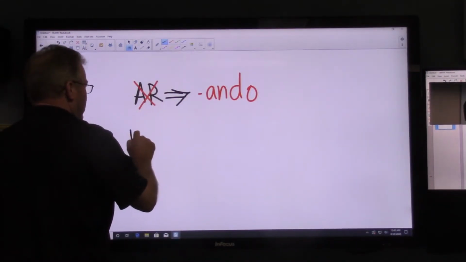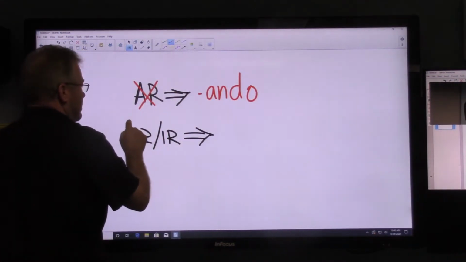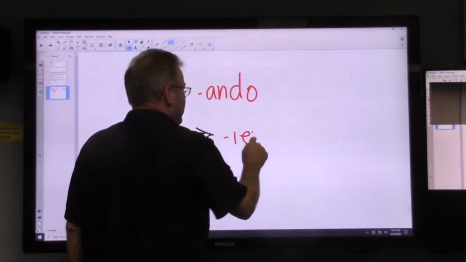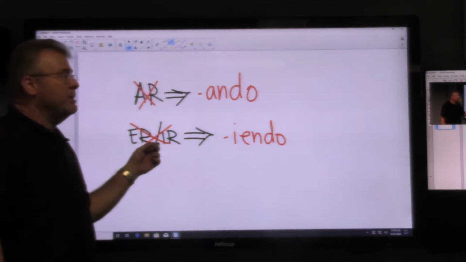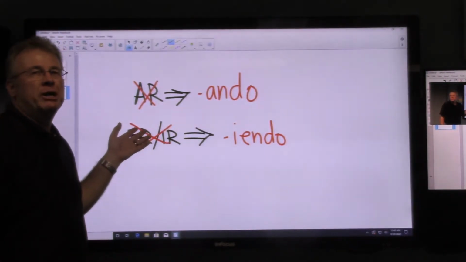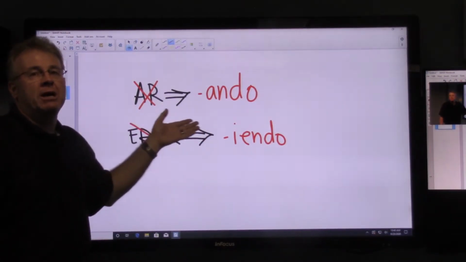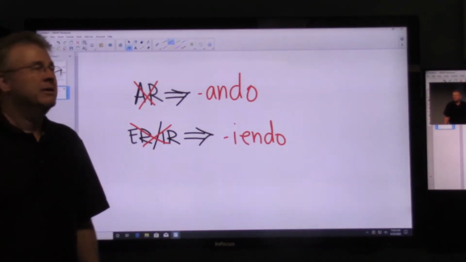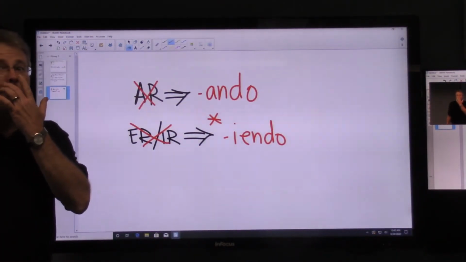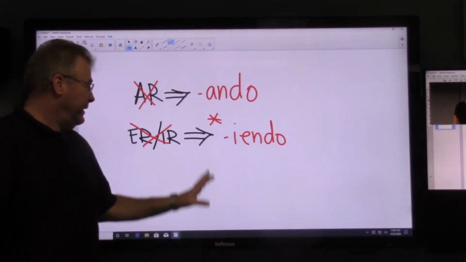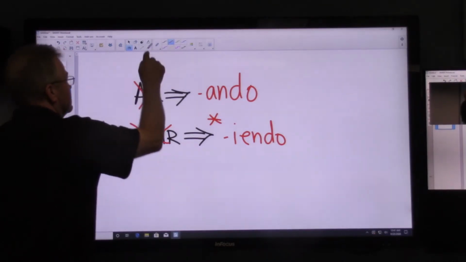And then ER-IR verbs, okay? We drop the ER-IR and replace it with IENDO, yendo. So escribir becomes escribiendo, comer becomes comiendo, vivir becomes viviendo, recibir becomes recibiendo. Again, we could do this all day. Now there are some irregulars here to be mindful of, okay? And review those if you need. But otherwise, that's how we create the gerunds, the ing equivalents.